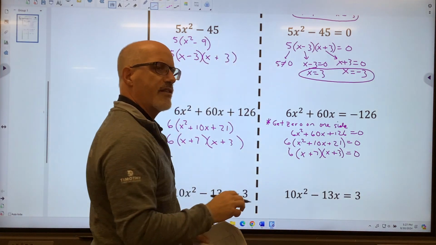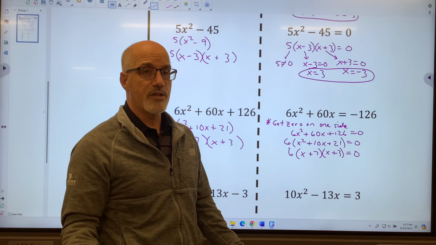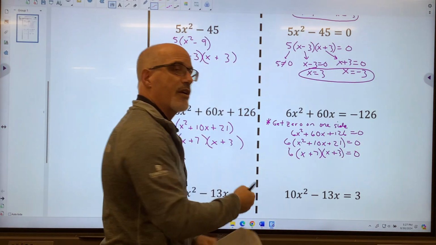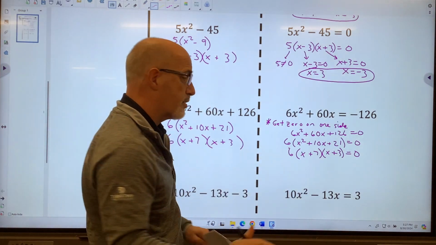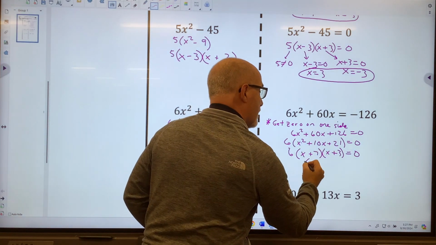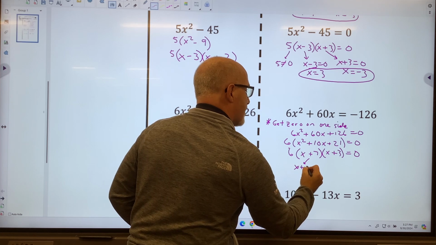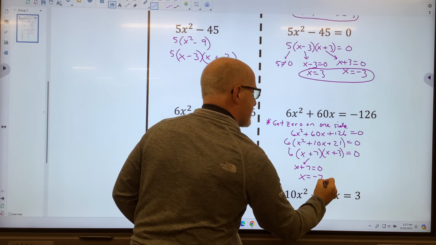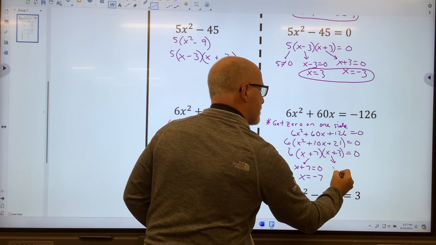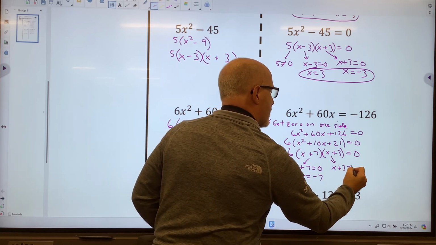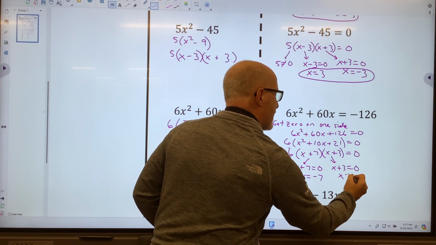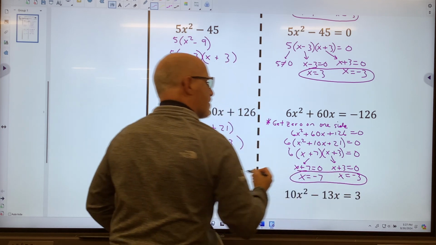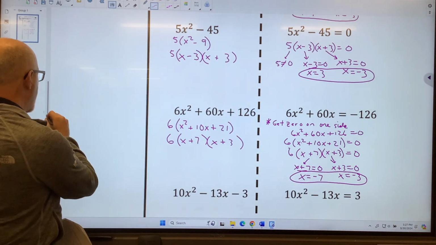Remember that constant in front? You can't set it equal to 0 because it's a number that's not equal to 0. It doesn't have a variable. You don't worry about it in the solution. But these you do. You set x plus 7 equal to 0. Subtract 7 and you get x equals negative 7. This one you put x plus 3 equal to 0. Subtract 3 from both sides and you get x equal to negative 3. So I've got these two solutions for my quadratic.